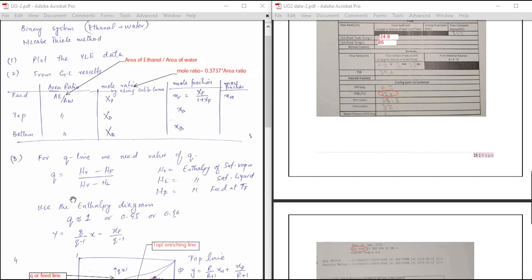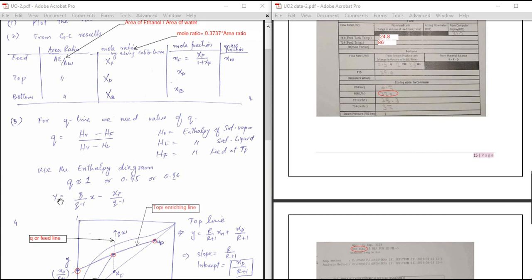Okay, so using the enthalpy diagram given in your manual, later on I will provide you a link of a YouTube video where you can learn. I'm sure you know it, but just as a reminder, you can review that lecture on YouTube to find out how to use the enthalpy diagram to find the enthalpy of the vapor, feed, and the liquid. Okay, saturated vapor, saturated liquid, and vapor. Once you do this procedure, you will find that the value of q is nearly 1, 0.95, 0.96 sometimes, depending upon the feed temperature. Okay, so you can have the q line equation.